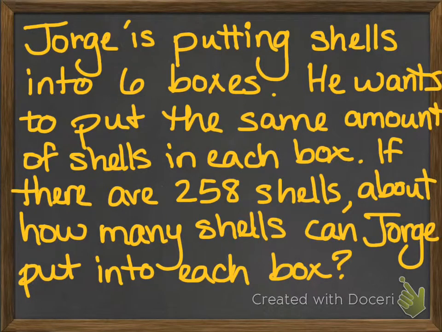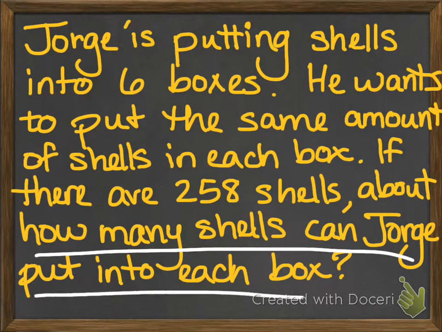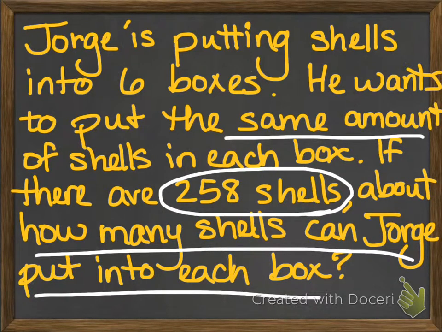So here's our practice problem. Jorge is putting shells into 6 boxes. He wants to put the same amount of shells in each box. If there are 258 shells, about how many shells can Jorge put into each box? So first I need to find out what the problem is asking us to do. I need to find out about how many shells Jorge can put into each box if he's putting about the same amount in each box. The important numbers I need are that he has 258 shells and he's putting them into 6 boxes.